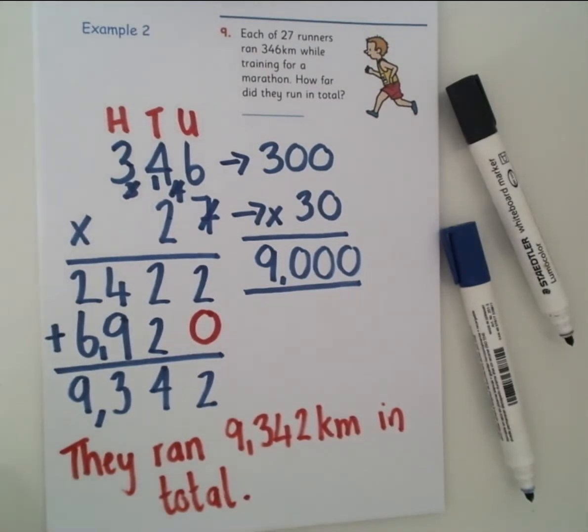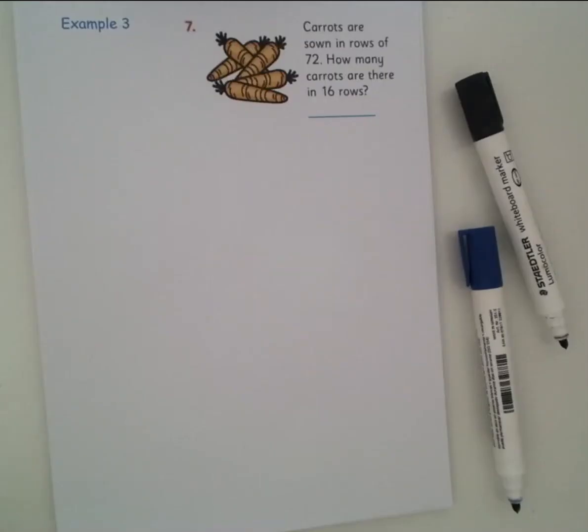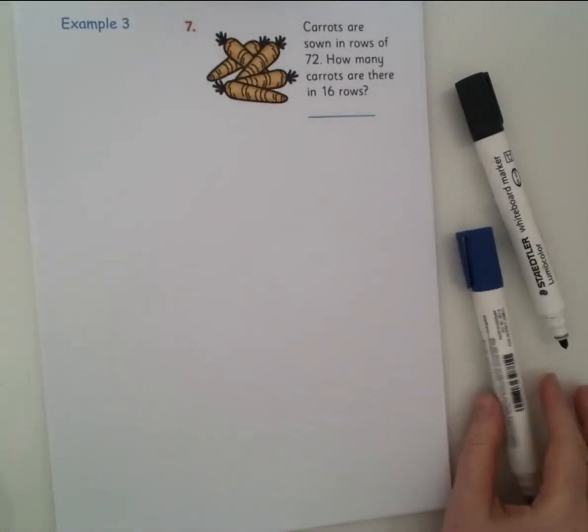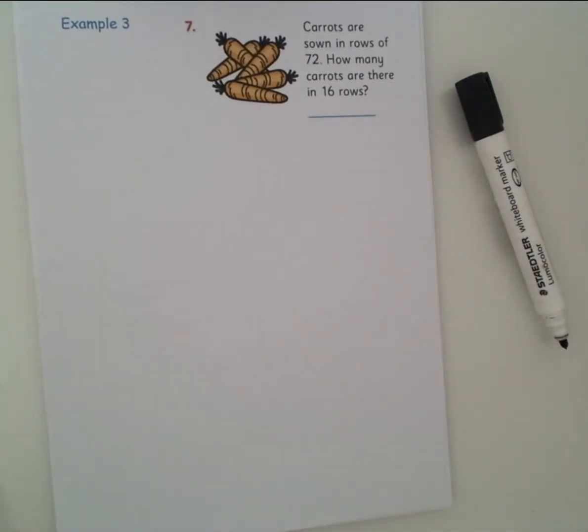Okay, so let's try one more example together before you start your questions in your Busy at Maths. Okay, so here is example 3. It asks, carrots are sown in rows of 72. How many carrots are there in 16 rows? So we need to figure out how many carrots there are altogether. So we're getting the overall amount, which means we must use multiplication.